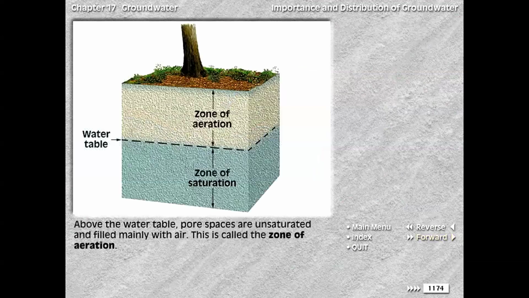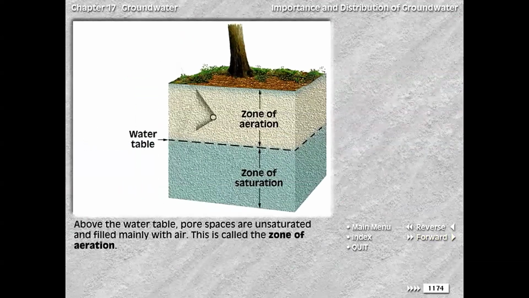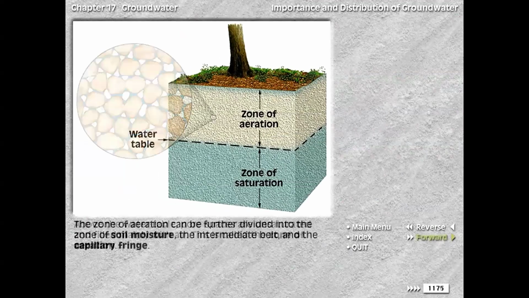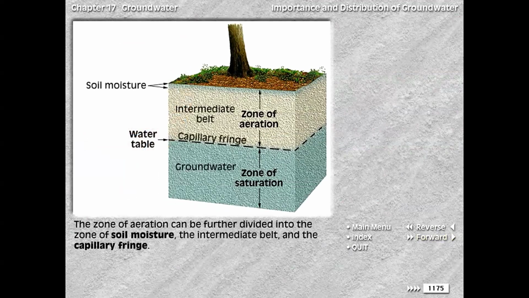Above the water table, pore spaces are unsaturated and filled mainly with air. This is called the zone of aeration. The zone of aeration can be further divided into the zone of soil moisture, the intermediate belt, and the capillary fringe.